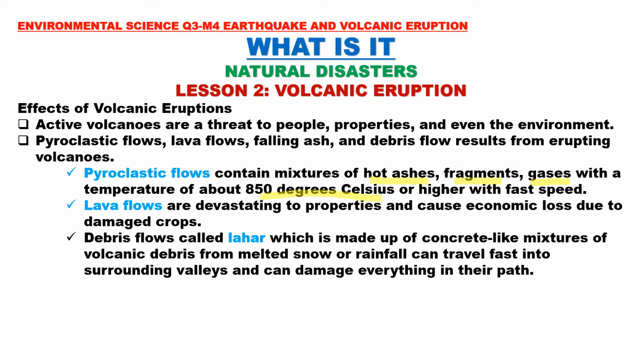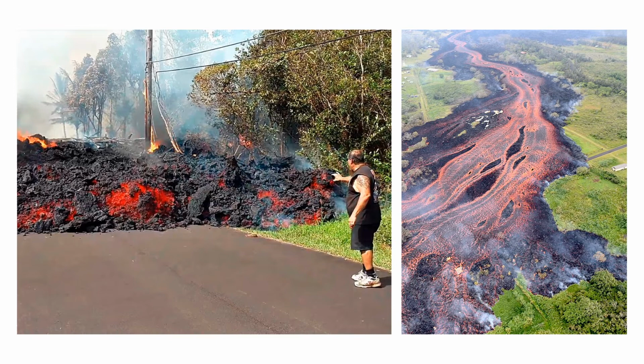Debris flows called lahar, which is made up of concrete-like mixtures of volcanic debris from melted snow or rainfall, can travel fast into surrounding valleys and can damage everything in their path. So here are pictures of lava flows. So this is a lava flow in Hawaii.